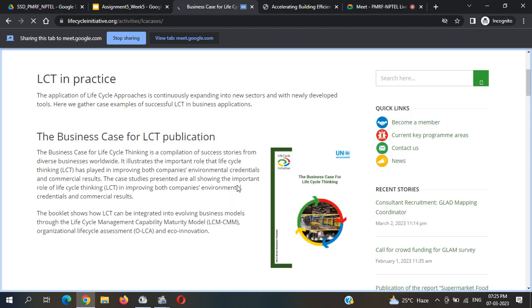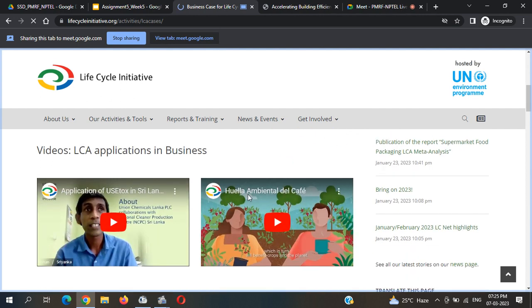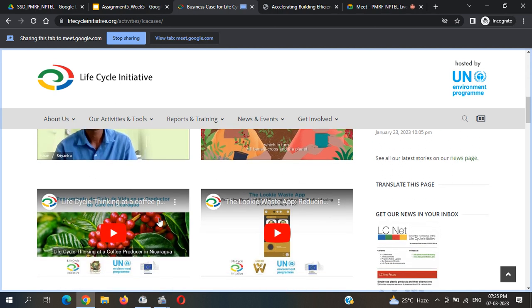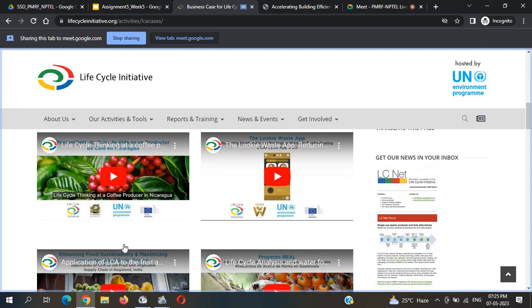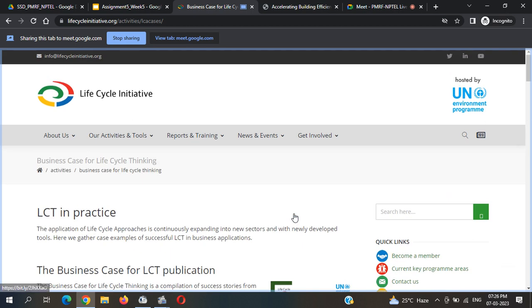You can even see examples of different business cases. Here they have a publication in which you can read how the business case for life cycle thinking works, or how life cycle thinking is involved in the business models of different businesses. For example, this is for a cafe, I think for coffee production, showing how the life cycle initiative is incorporated into coffee production. Then there is how it is used for fruit, in terms of food waste and other things like that. You can go ahead and read in detail on this website.